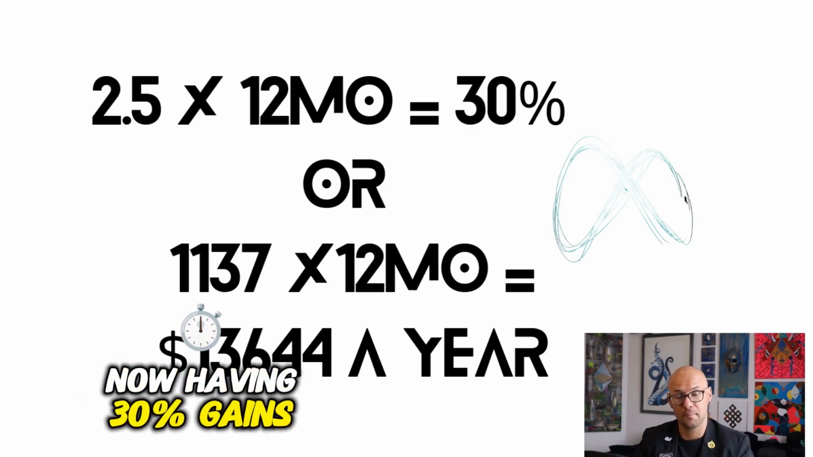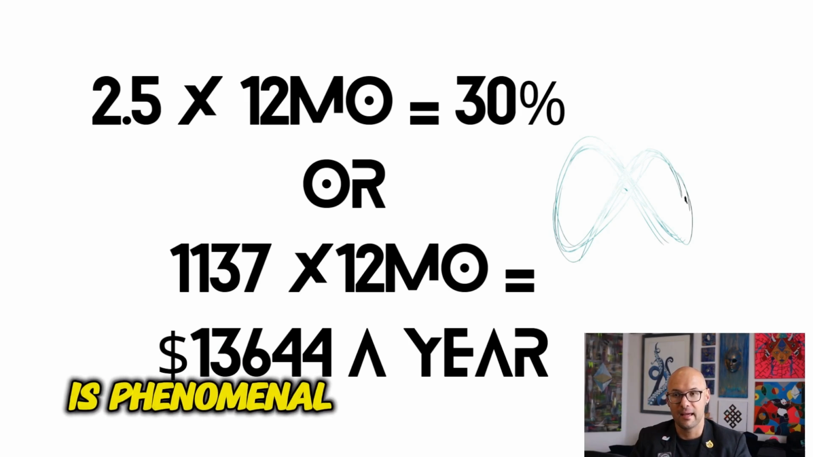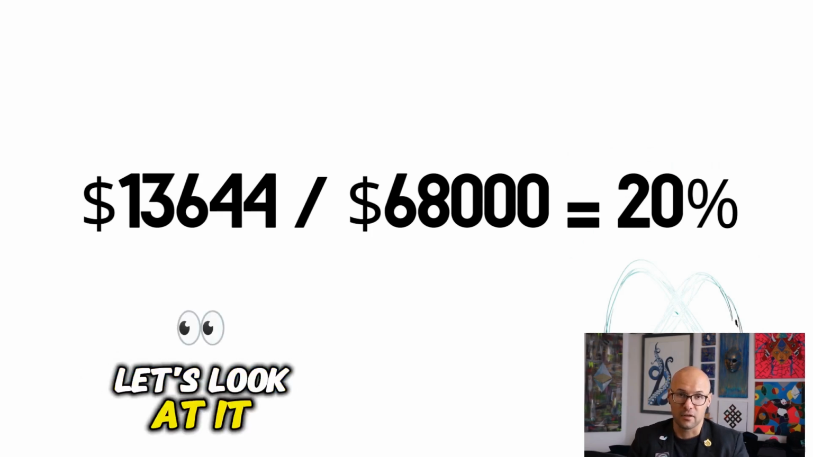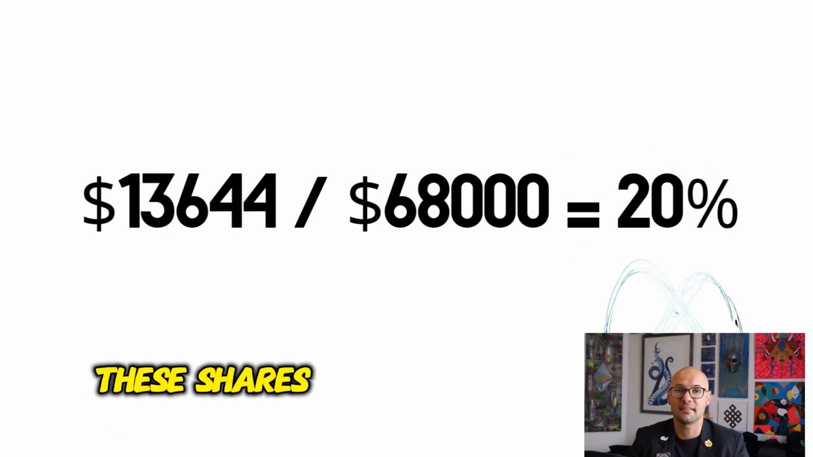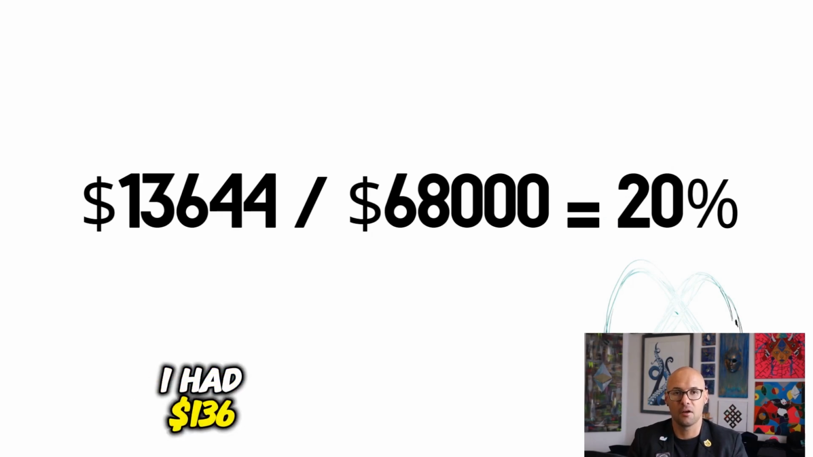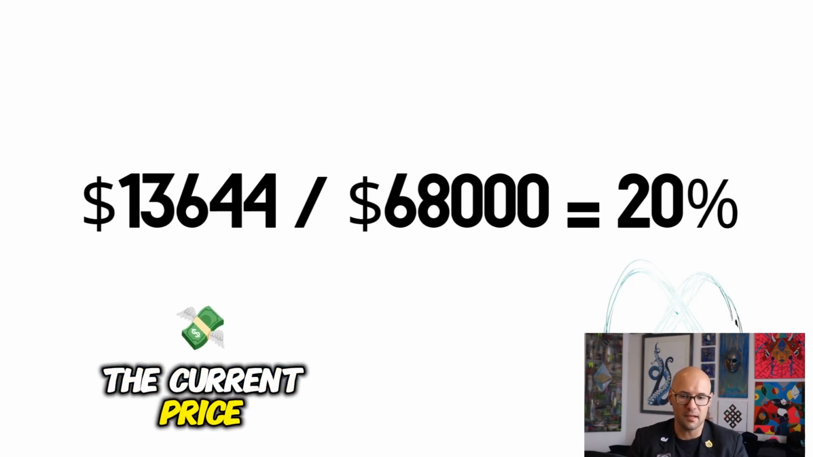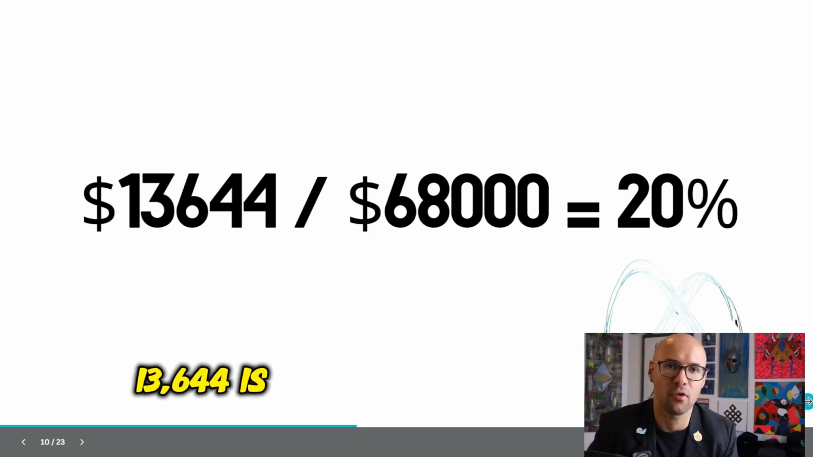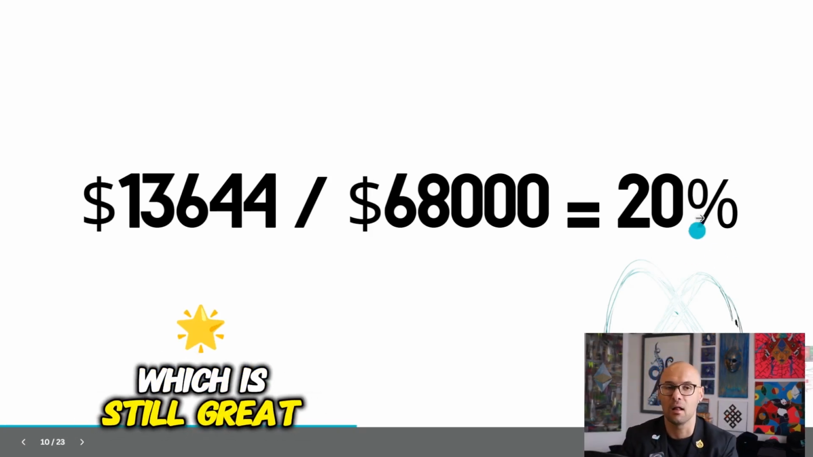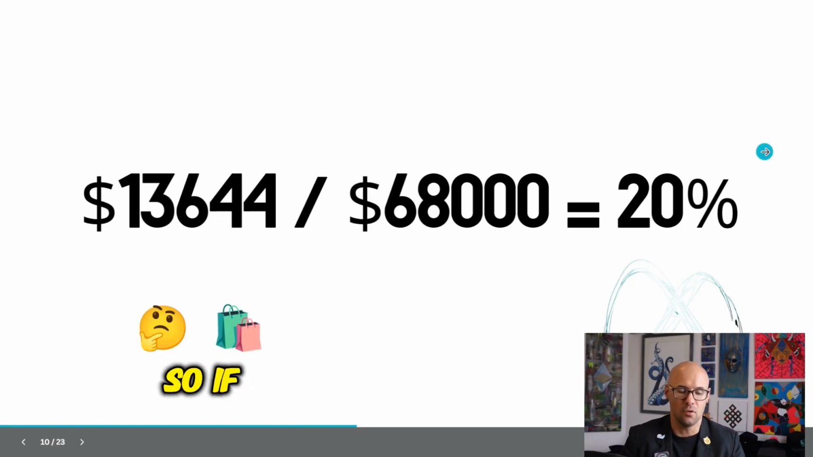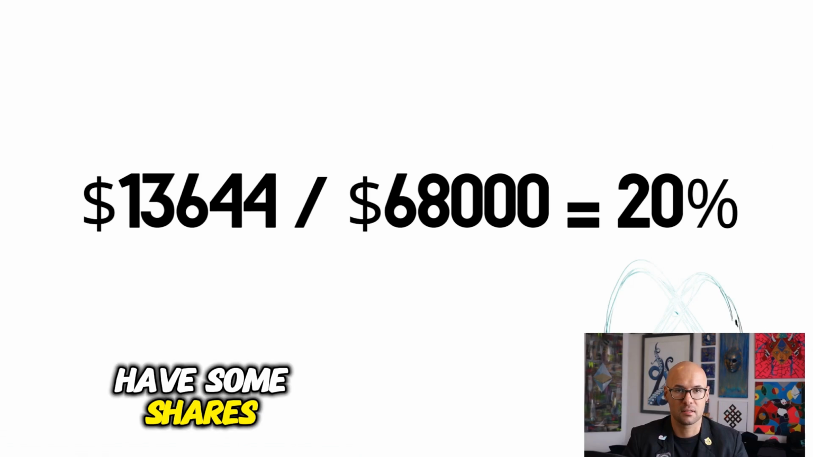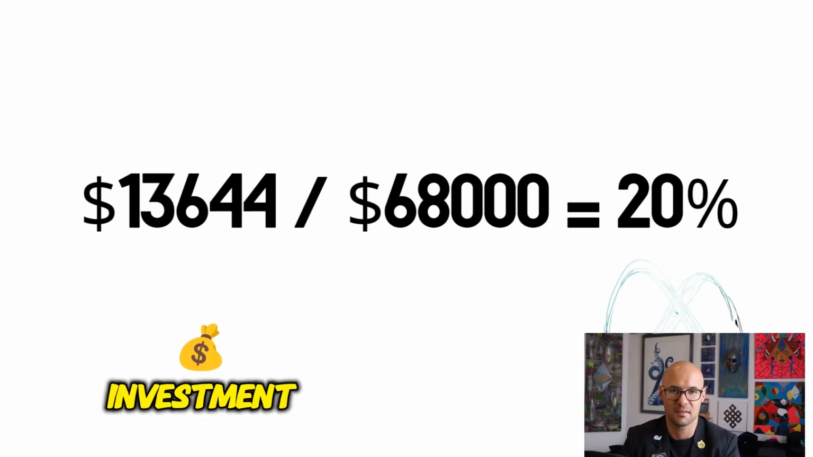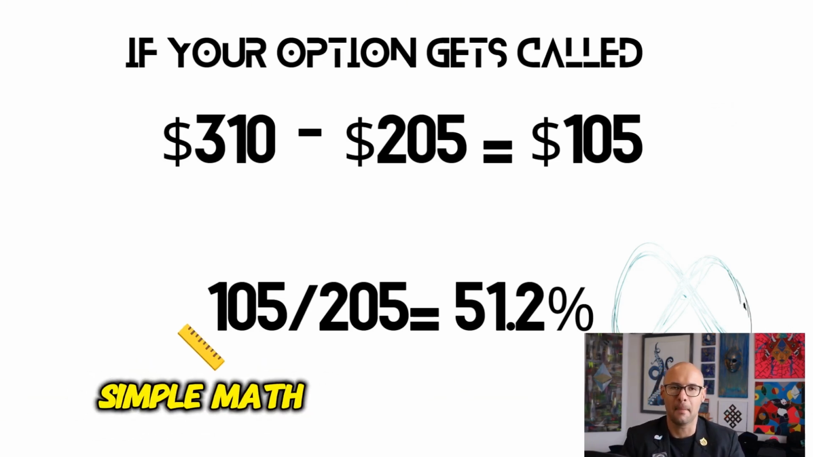Now, having 30% gains is phenomenal. Let's look at it differently. Let's say you bought these shares right away, and not when I did at $136, but at the current price. Currently, it's worth $68,000. $1,644 is about 20%, which is still great returns. So if you bought them earlier and you have some shares, you'll obviously have greater returns relative to your initial investment. Let's do some more simple math.